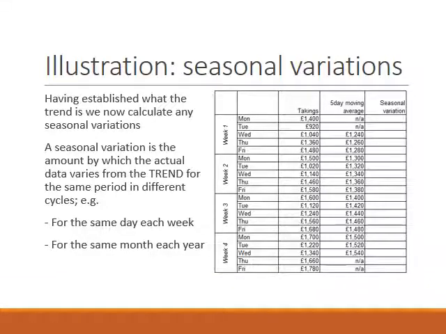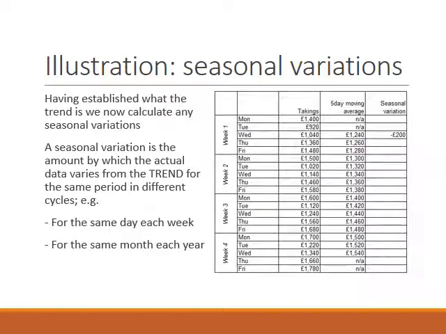So let's go back to our table of data. So we add on an additional column to our table recording seasonal variations. And what we'll do is, for those days where we have both the actual figure and a moving average, we'll take our takings and we'll deduct the 5-day moving average. And the difference there we'll record in the seasonal variation column.